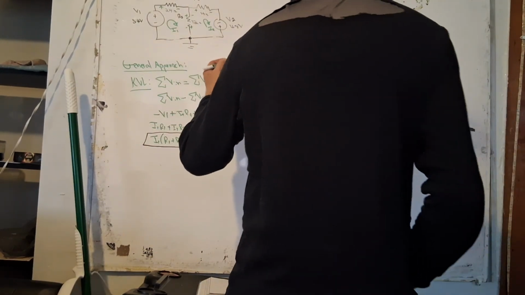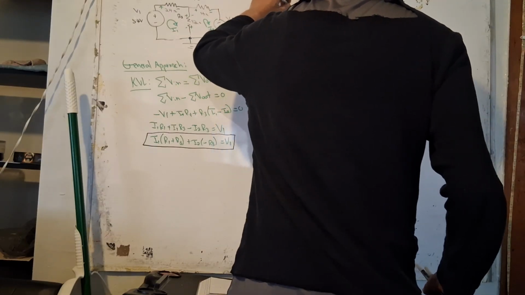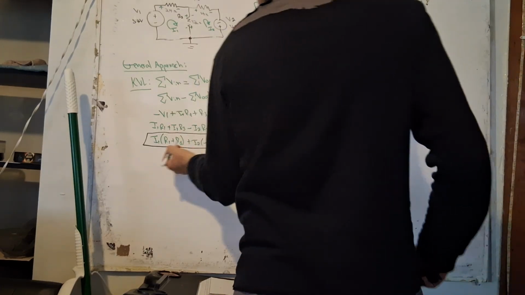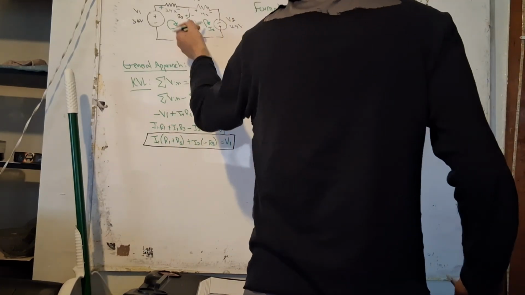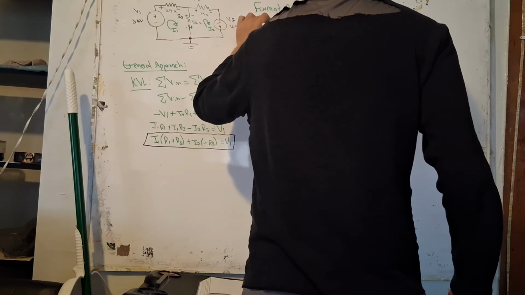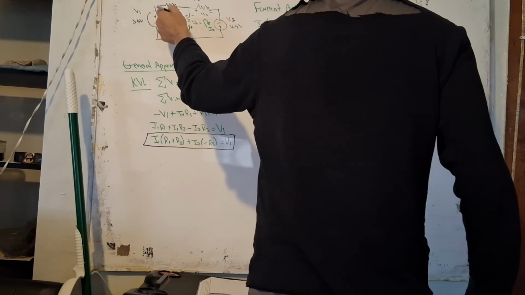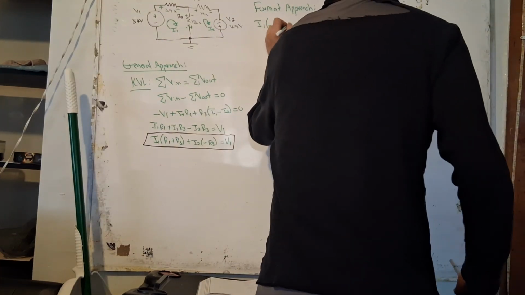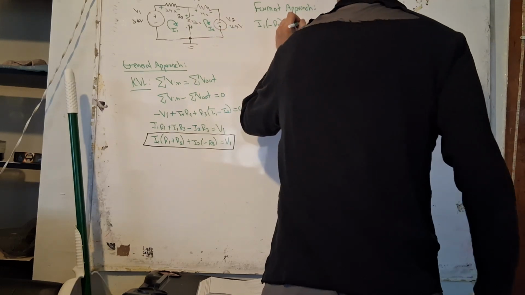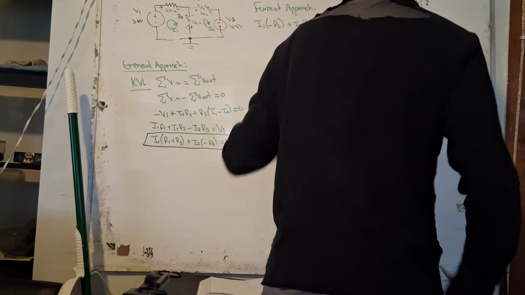The formal approach is just like this. You just go straight to this. You say, okay, this whole loop, I1 times negative R3, because I1's in this loop. It's on the negative version of this R3. And we're going to add the I2 and plus these values, R2 plus R3. And that's equal to V2.